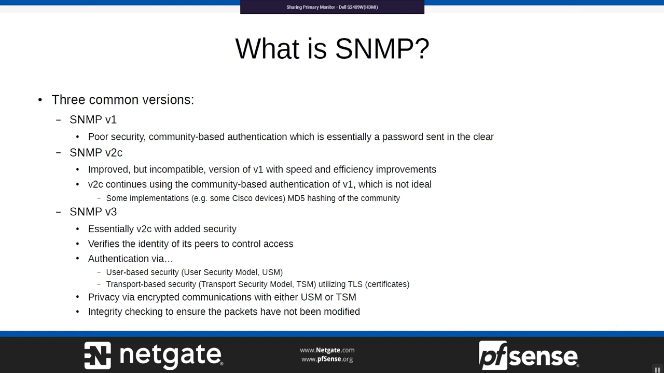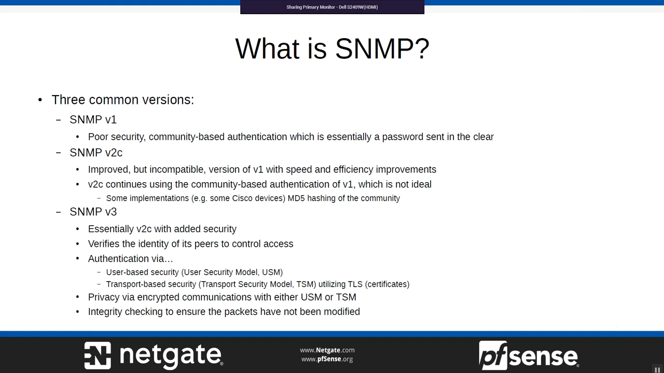Because v2c still uses community-based authentication, you still have to be careful. Everything's sent in the clear. Just that one value, not really even a username and password, just a password basically. But there are some implementations of v2c out there. I think some Cisco devices have MD5 hashing of the community, but that's very hit and miss. I don't think Net-SNMP supports that, so obviously it's not going to work on pfSense, but there are some things out there that do, so just keep it in mind. But it's still not great.